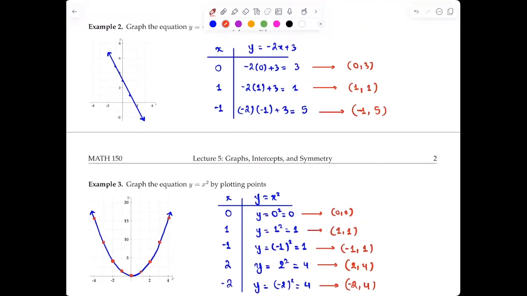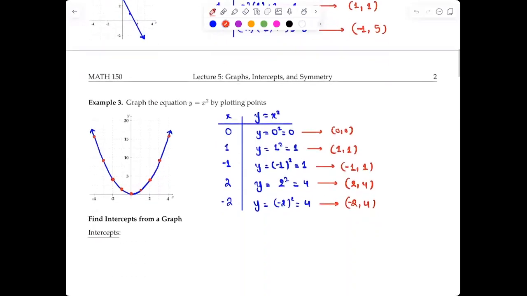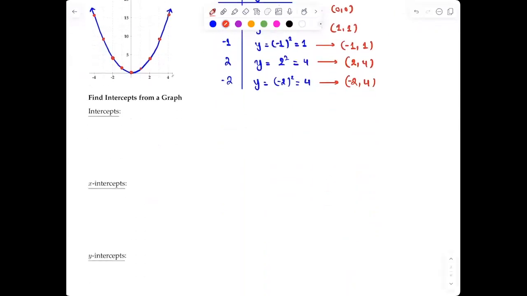To plot the graph, first you need a bunch of points. Then when you get the points, plot them on the graph and then connect the points together. All right. The next topic, now you have the graph, is to find the intercept.